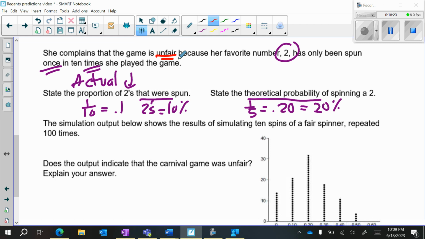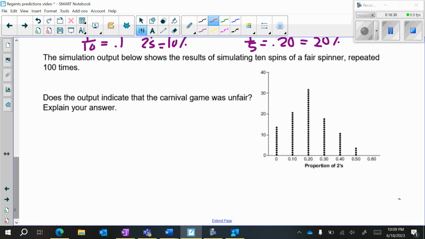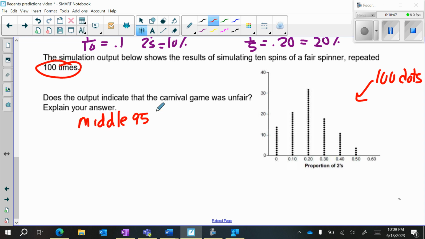So now they do a simulation and they want to know, is the game unfair or not based on her result? Because they didn't give you the information for the mean and the standard deviation like we did above, what you have to know is, in this case, it's a nice number. There's 100 dots total in this dot plot. The middle 95% of dots would be the middle 95 dots because 95 out of 100 is 95 dots.